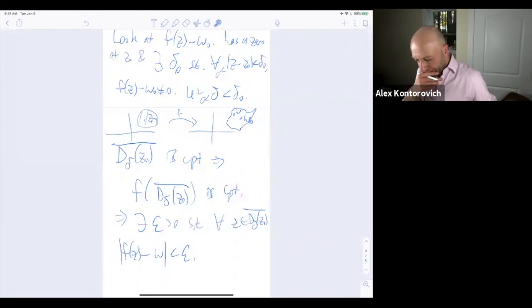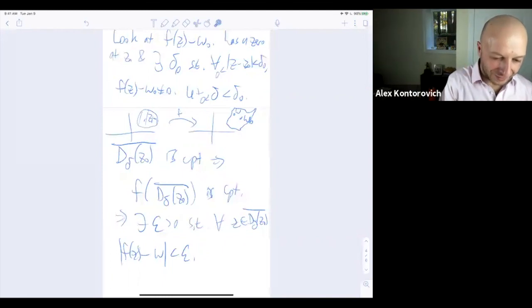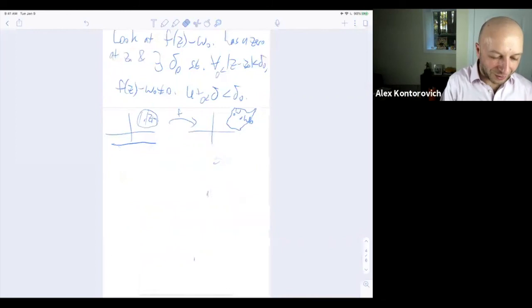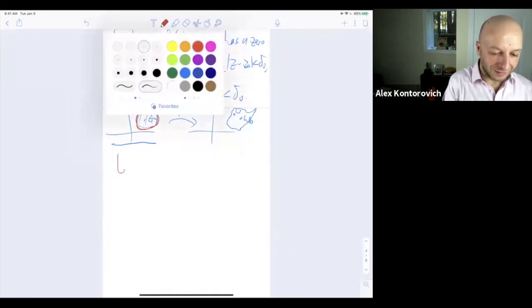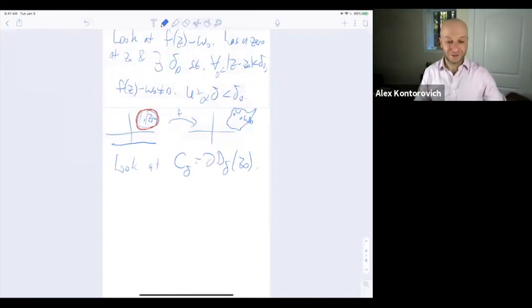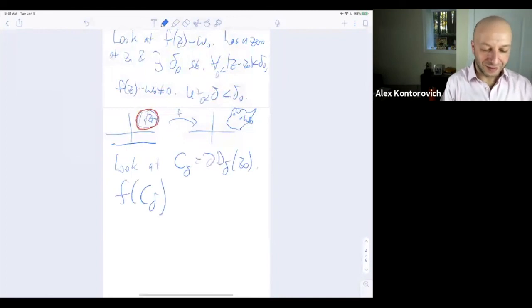Sorry, that's not what I'm trying to say. What I want, I do want to use compactness, but I want it not to make something small. I want it to make something large. Look at the boundary. Let's make this red. Look at the boundary of this disk. So C delta, which is the boundary of the disk of radius delta about Z0. And look at the image of that. F of C delta stays away from 0, doesn't equal 0, precisely because Z stays away from Z0 and is less than delta 0. Therefore, the function never vanishes.